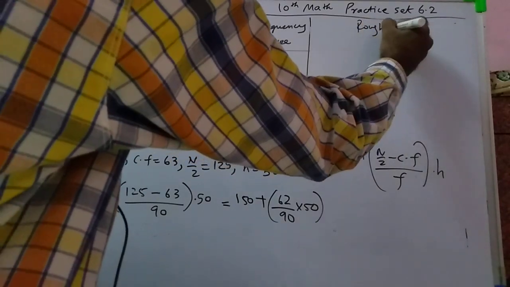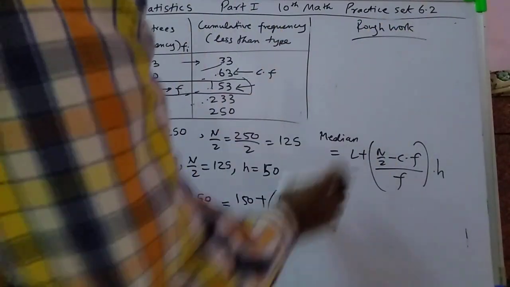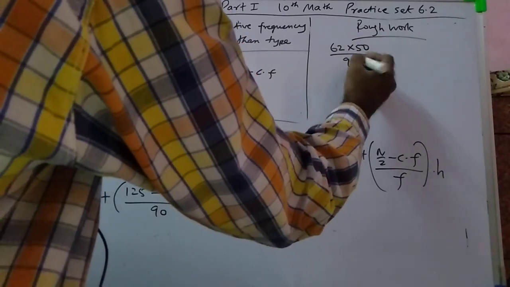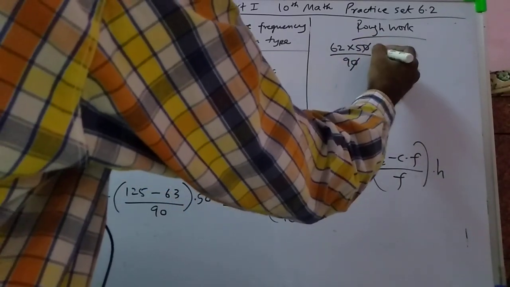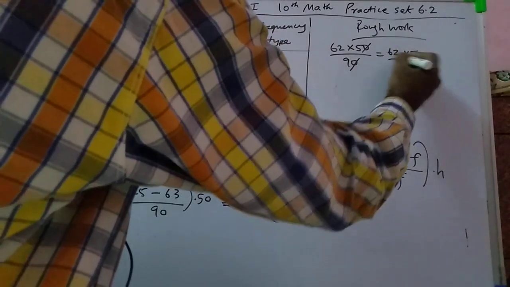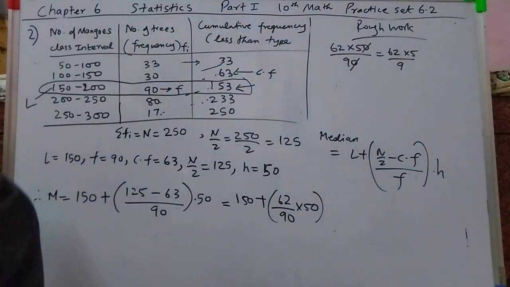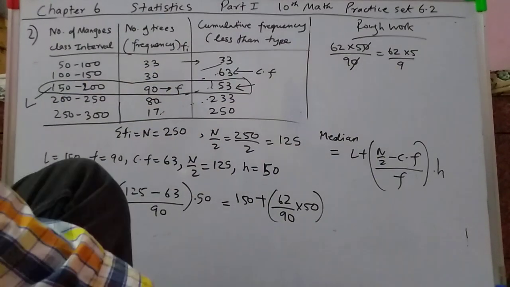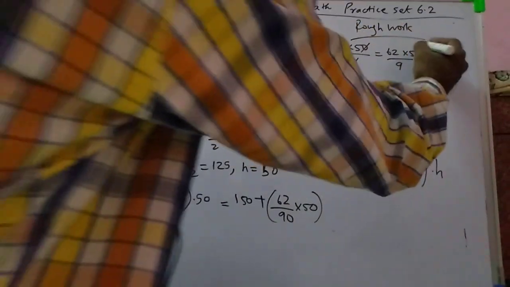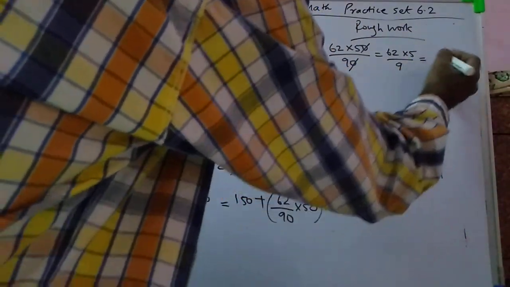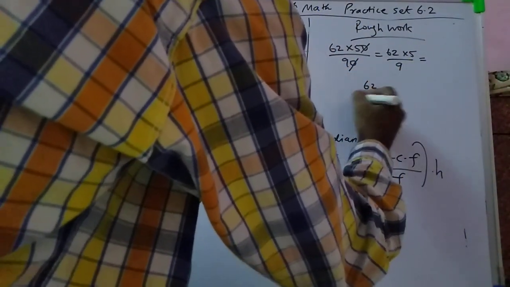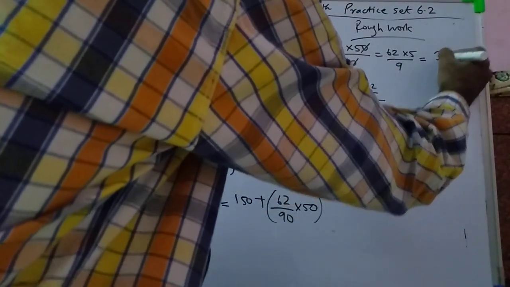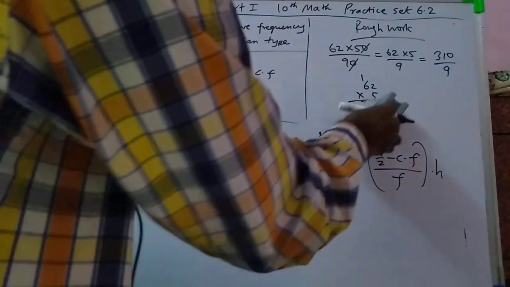So rough work. This part you calculate here: 62 into 50 upon 90. You can calculate this as 62 into 5 upon 9. That you have to multiply and find it. So 62 into 5 is 310. So it will go 310 upon 9. That you have to calculate.